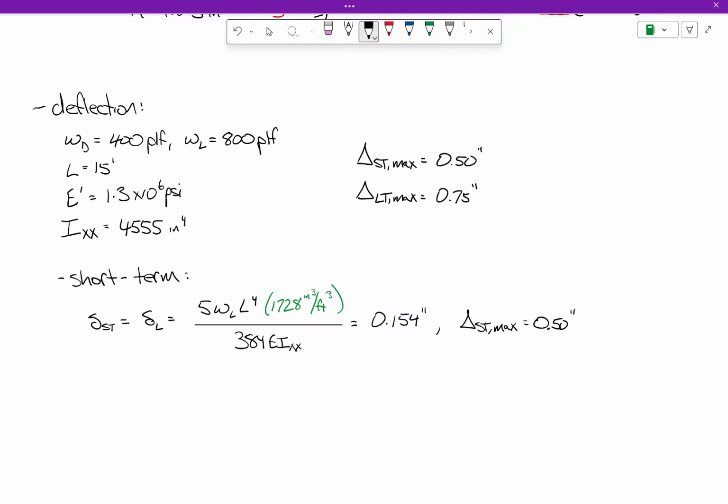so again, the first value, 0.154, that's how much the beam is actually deflecting. Half an inch is what it's limited to. So are we good? Yes, we're good. And so that performance ratio is 0.308.